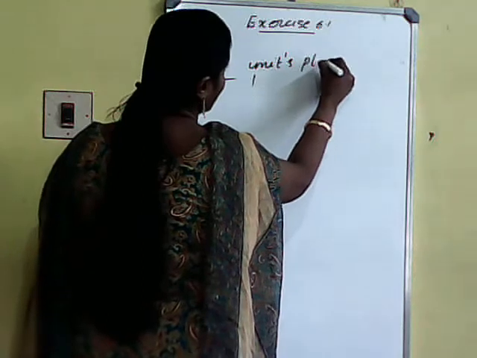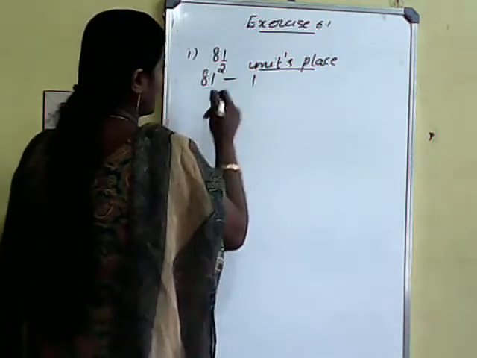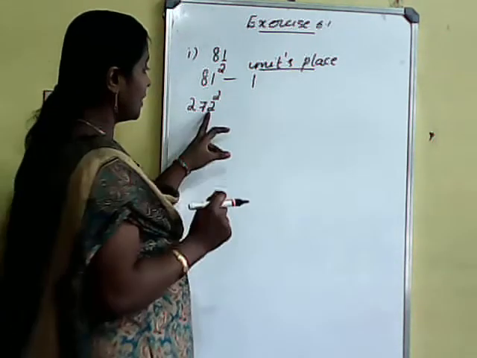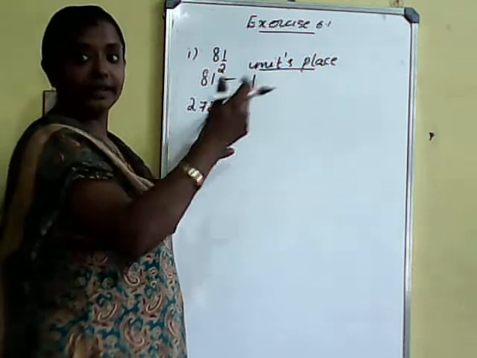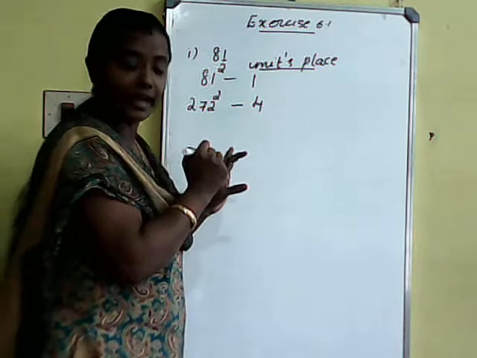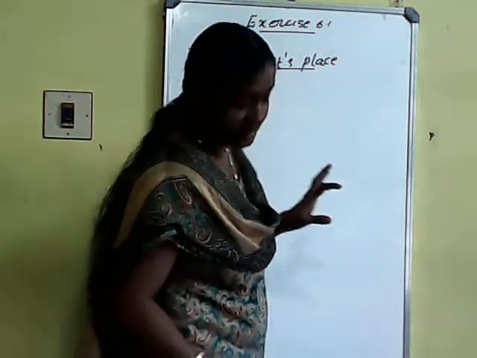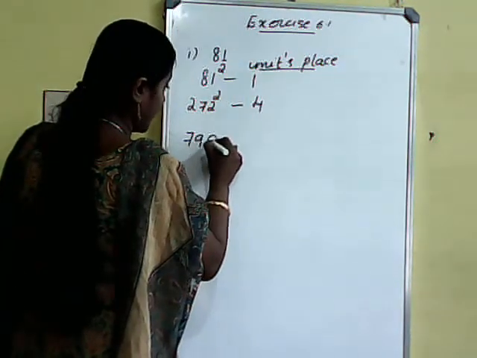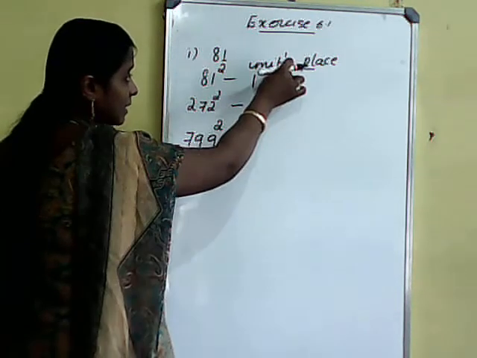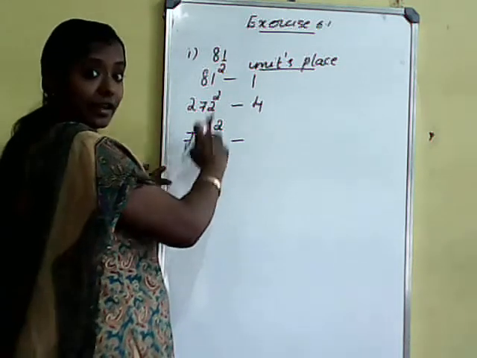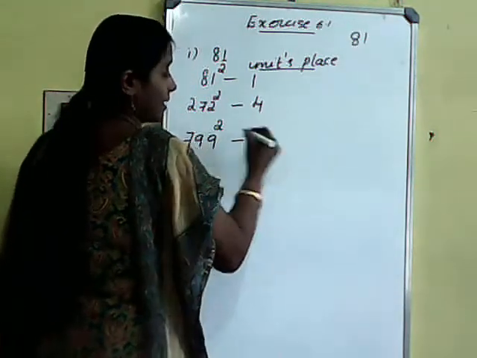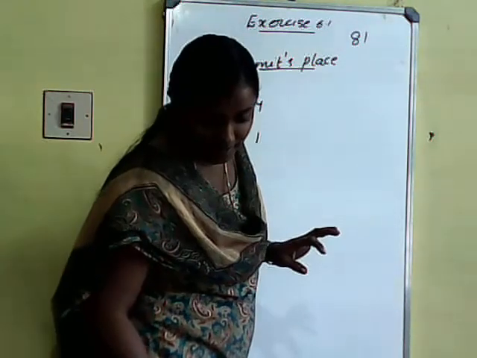First one, 81 squared, units place is 1. Next one, 272 squared. In the units place is 2, so square that: 2 into 2, which is 4 in the units place. Clear? Then the next one, 799. Taking its square, which number comes in the units place? 9. 9 squared is 81, so the units place is 1. Then the next one is 3853.